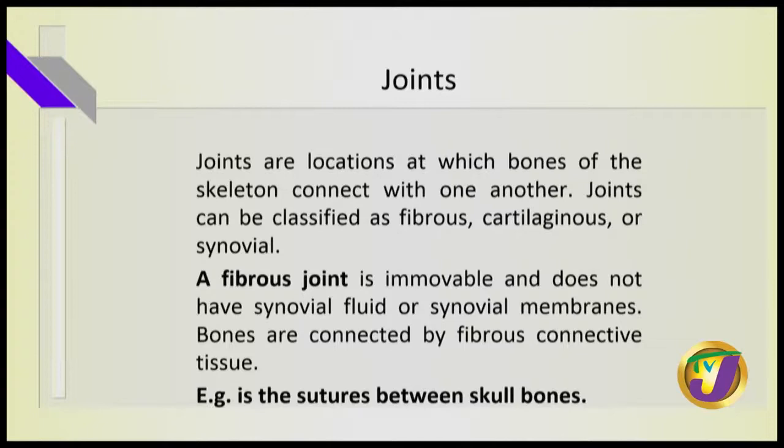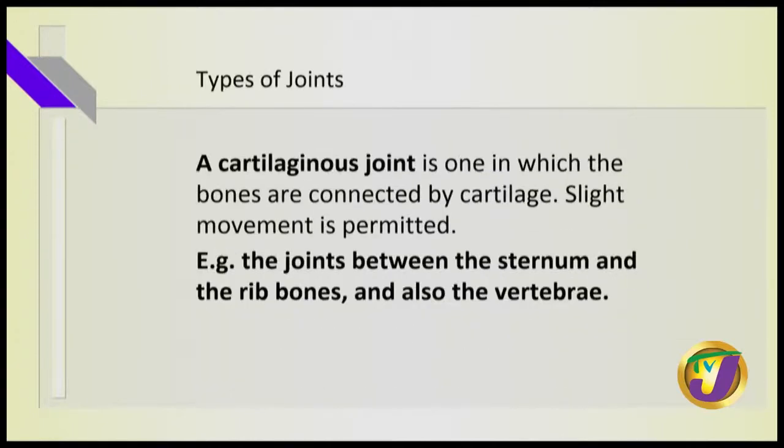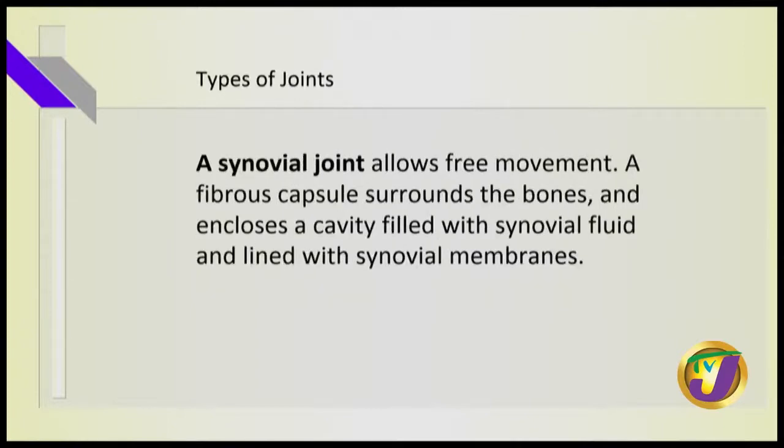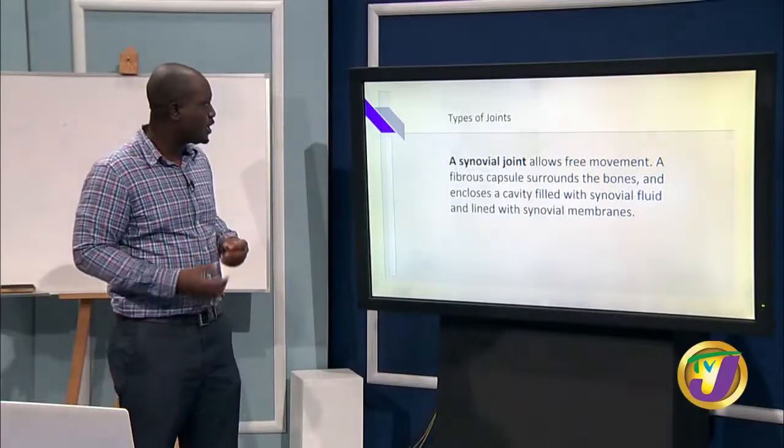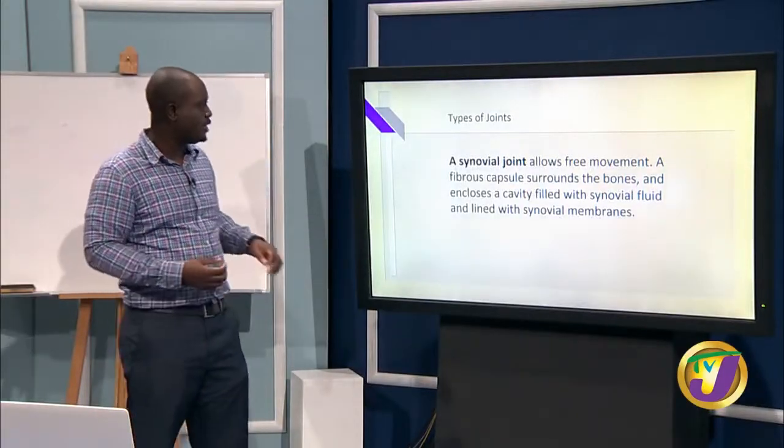Then you have cartilaginous joints, and these are what is found in your vertebrae. Right? So they permit a small amount of movement. So they are partially movable joints. Then you have the synovial joints, which are the more dominant joints in your human skeleton. Right? And between the bones you have the synovial fluid. That's why they call it a synovial joint. And the synovial fluid serves as a lubricant, so it helps the joints to move freely.